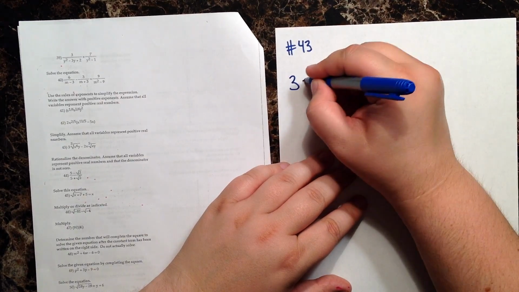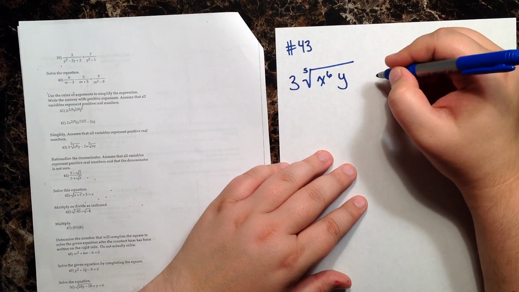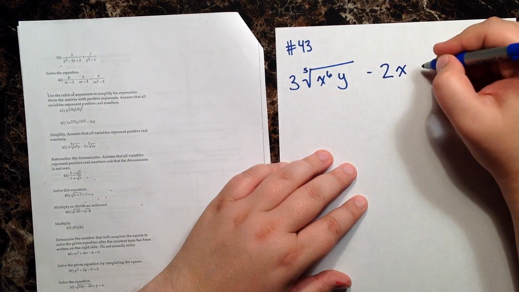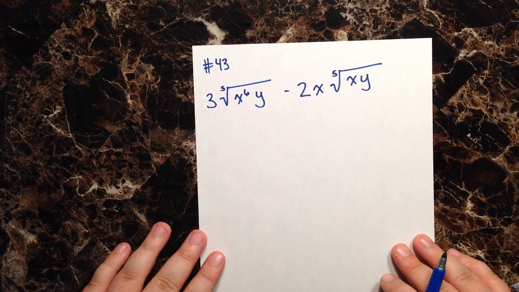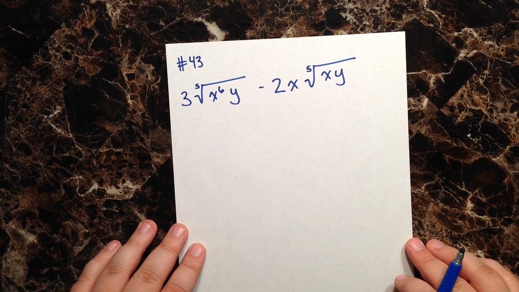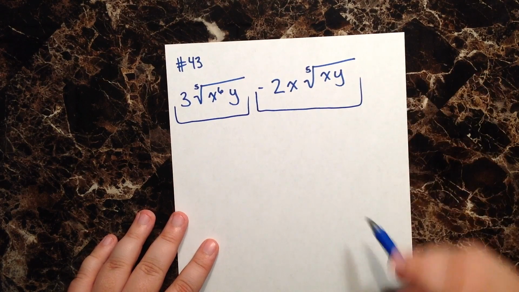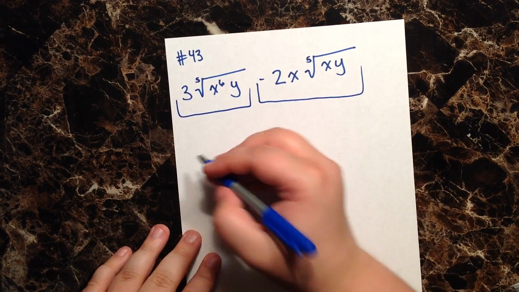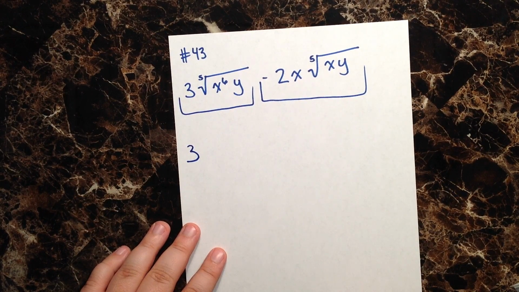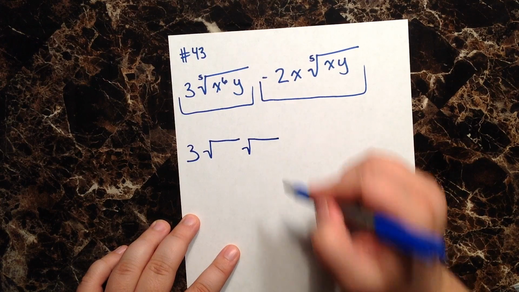They give us 3 times the 5th root of x to the 6y, minus 2x times the 5th root of xy. All right. Well, this is very similar to an earlier problem, and in that earlier problem, remember, we dealt with each term individually and then we combined. So I have a free number and I have a radical, and I know I can't do anything with my free number just yet, so I'm going to go ahead and bring it down. But with my radical, I see I'm going to have some good stuff and some bad stuff.